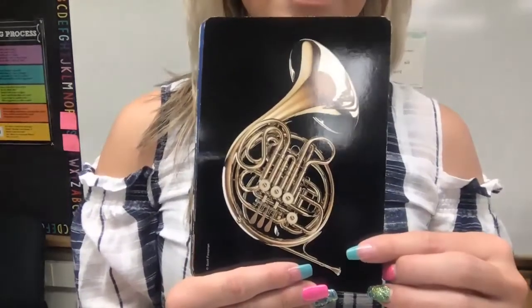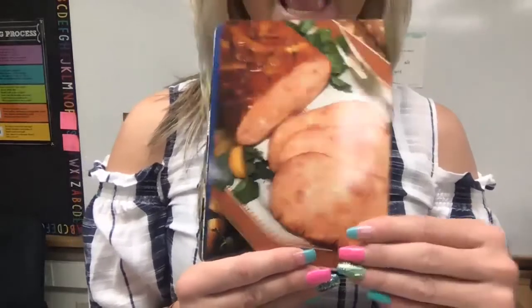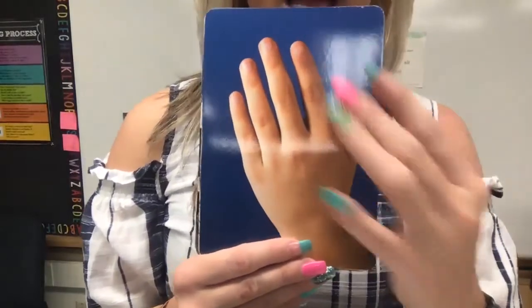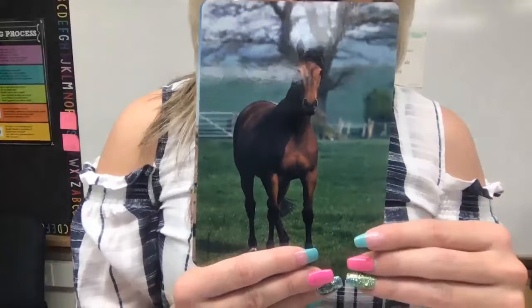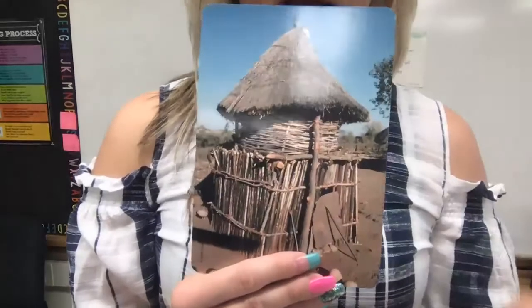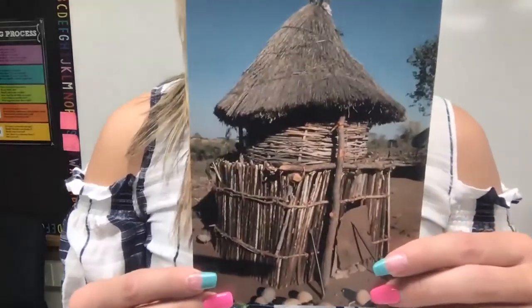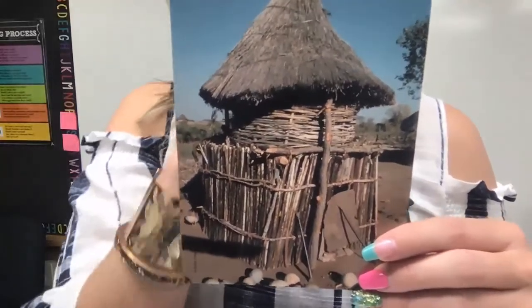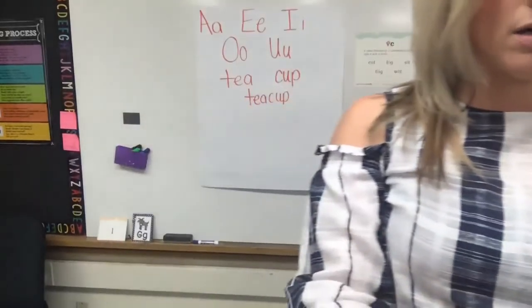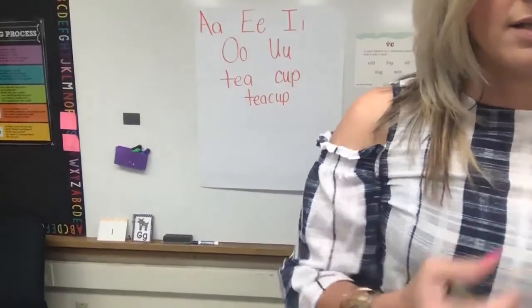Hamburger. This is an instrument, but it is a horn. Ham. This is my hand. This is a hen. This is a house. Horse. And this is kind of silly, but this is called a hut. People in other places live in this. It's like their house, and it is a hut. You notice what somebody said, house. House also has the sound.